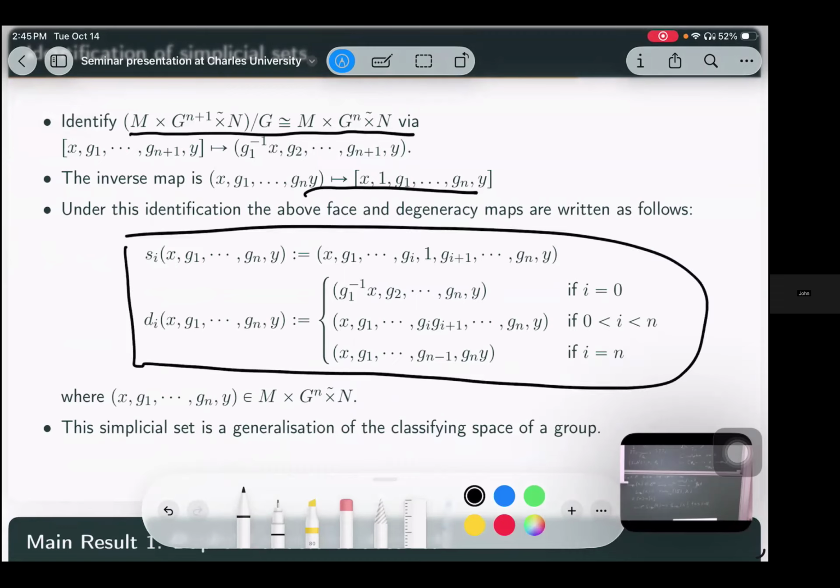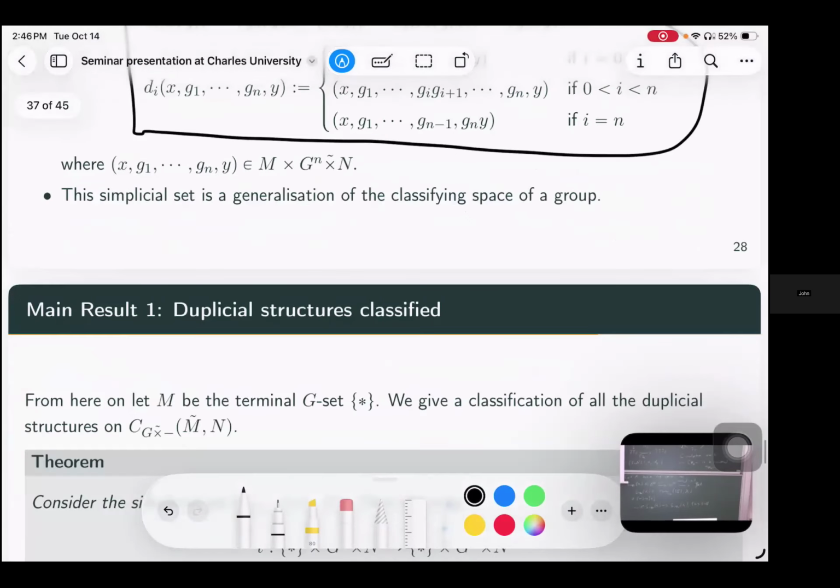So with the S_i's, I have 1 inserted between the g_i and the g_{i+1} term. With the phase maps, for i equals 0, I have again the action of g_1 inverse on x. For i from 1 to n minus 1, I multiply the i-th term with the (i+1)-th term, and for i equal to n, I act on the y.